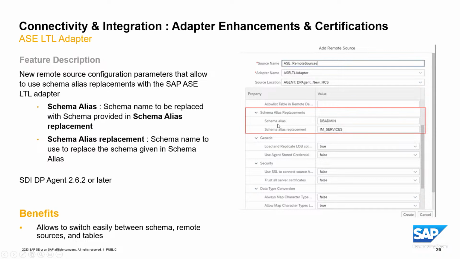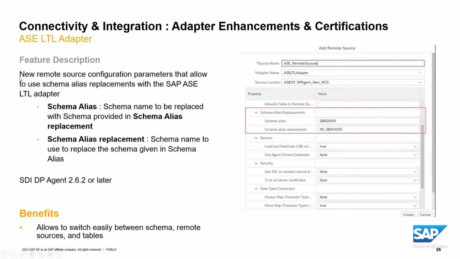A common use case is when you create a remote source pointing to a development database, then you create virtual tables under that particular development remote source. Afterwards, you may want to switch to the production database without needing to create new virtual tables. So the same tables exist in both the development database as well as the production database, but under different schemas and databases. In that case, you can use a schema alias and schema alias replacement.